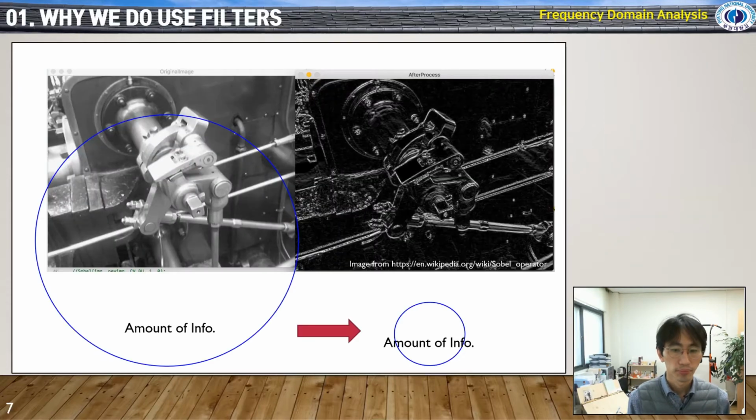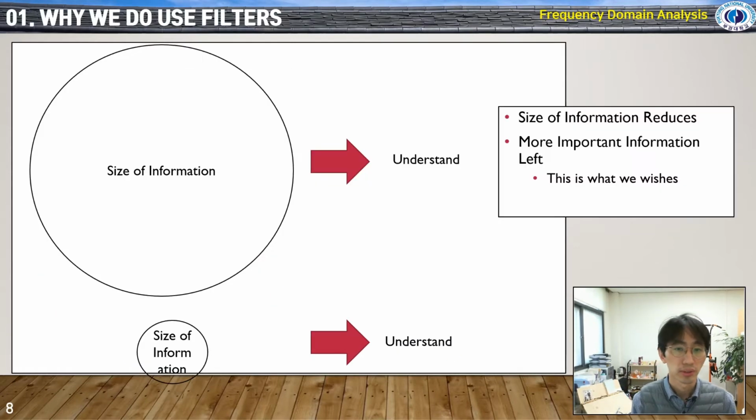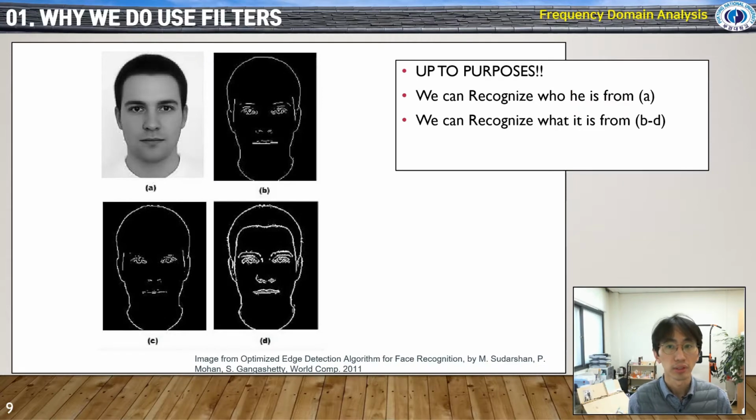So, okay, then why do we need filter? Where do we want to use the filter? We want to reduce the amount of the information, and we want to extract more important features from the lots of information. If there is too much information, it is difficult to understand, so we want to reduce the information. So this is why we are using the filter. But it is up to the purpose.